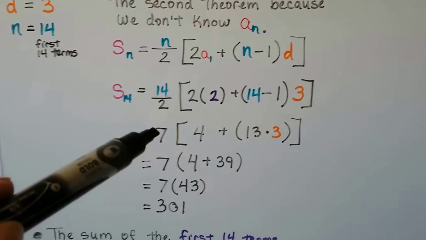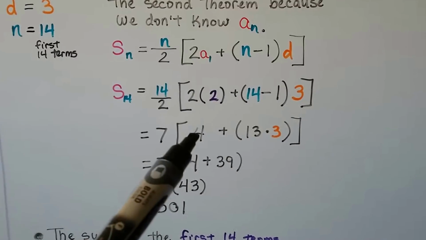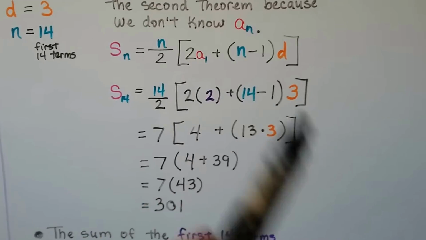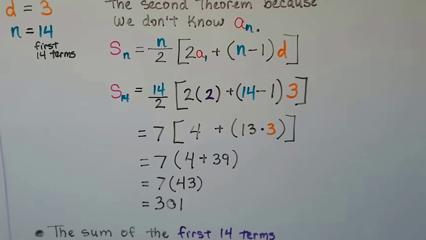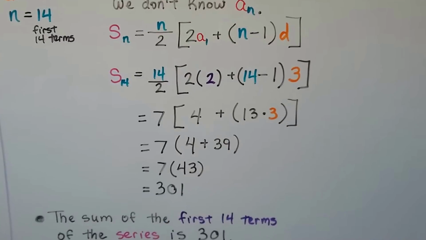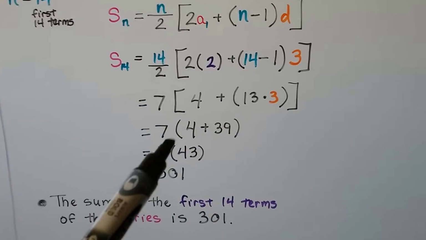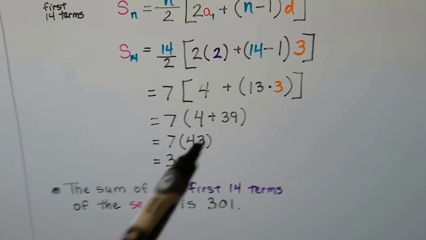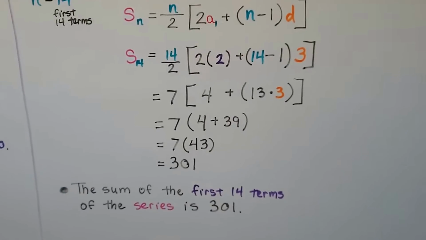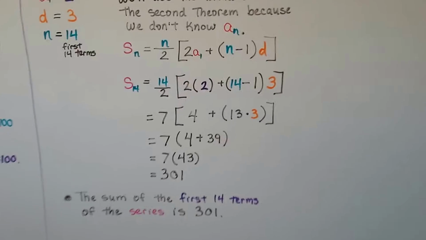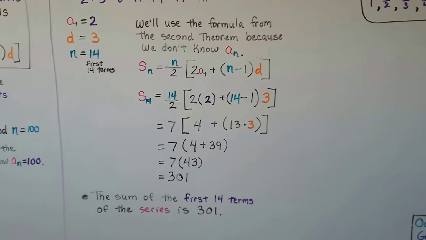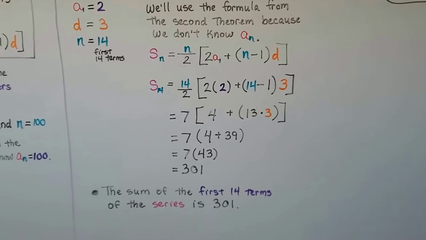14 divided by 2 is 7. 2 times 2 is 4. We're going to add it to 13 times 3, okay? Remember to multiply first, all right? That's going to give us a 4 plus 39 over here, so that's a 43. 7 times 43 is 301. So the sum of the first 14 terms in this series is 301. Okay?